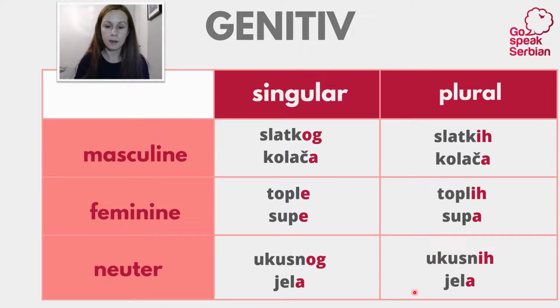Ukusnih jela, the ending is ih for adjectives, a for nouns. You can say pojela sam mnogo ukusnih jela. Mnogo ukusnih jela, a lot of tasty dishes.